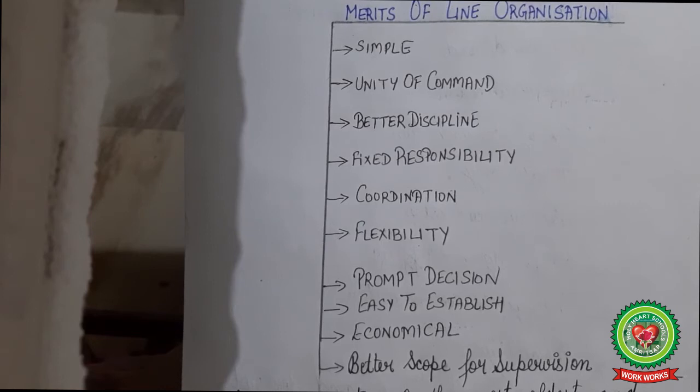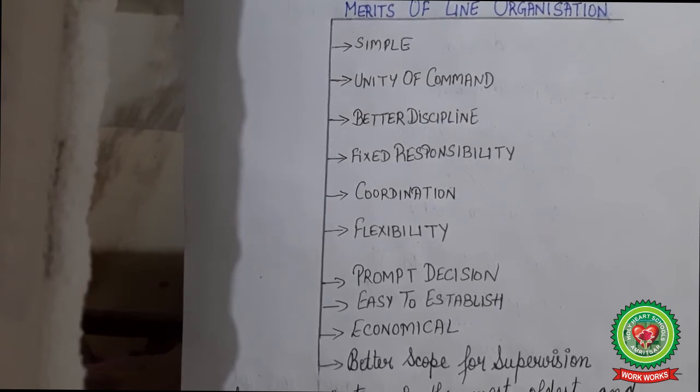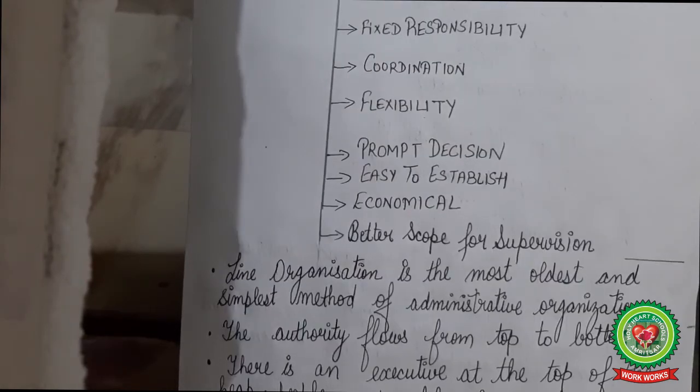Better discipline. Every subordinate receives orders from one superior only. So there is discipline throughout the organization. There is more chance of loyalty and less chance of conflicts. In this organization, as the responsibility of every person is fixed, he knows to whom he is accountable, and every individual has certain specific duties. In this type of organization, every person controls the activities of one department, so coordination becomes easy. This structure is very simple and hence it is flexible. It can be changed according to the requirements.